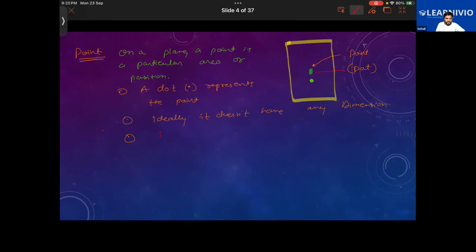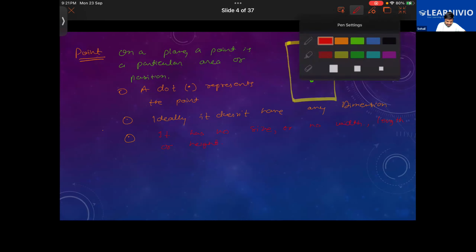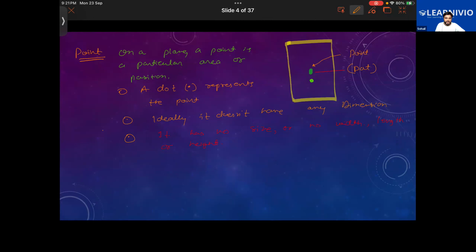Further, we also learned that it has no size, no width, no length, or height. So we had learned about these things also. Now, in order to locate a point on a given sheet of paper, dimension basically refers to length, breadth, and height.